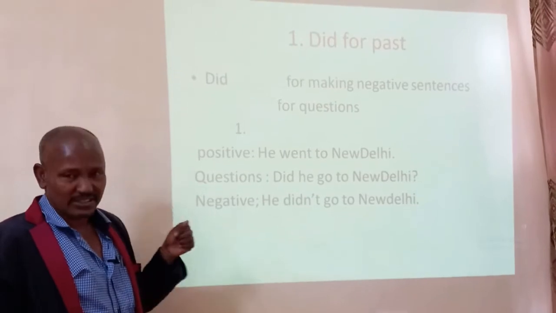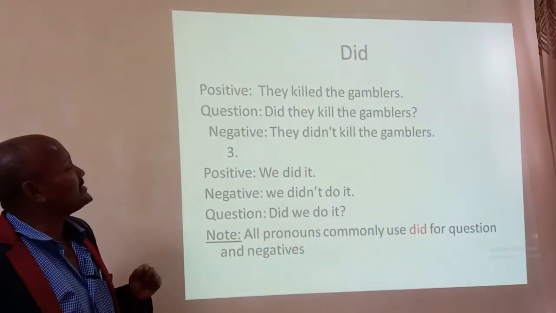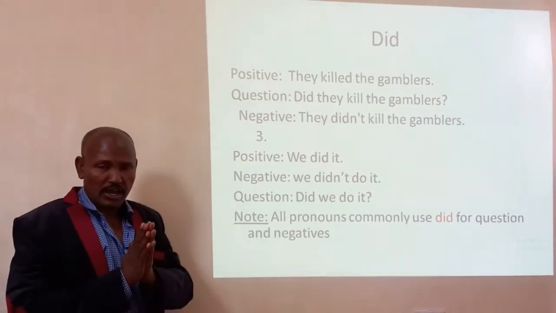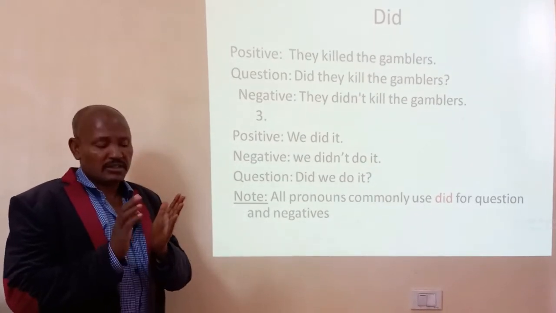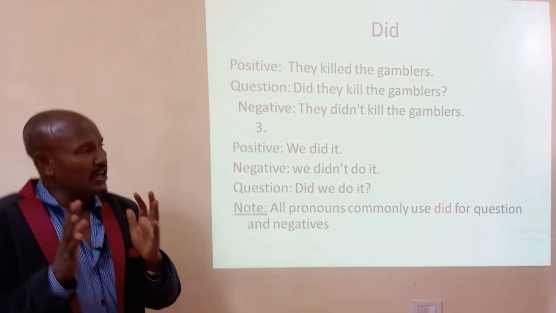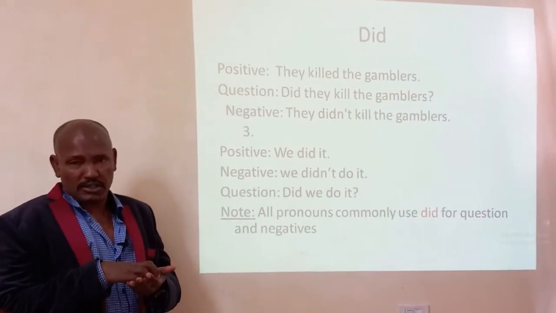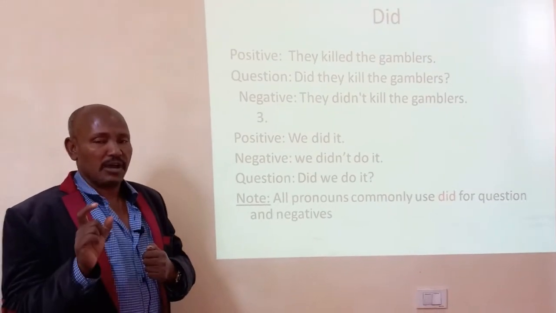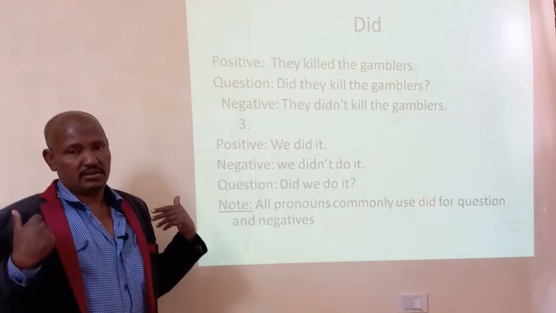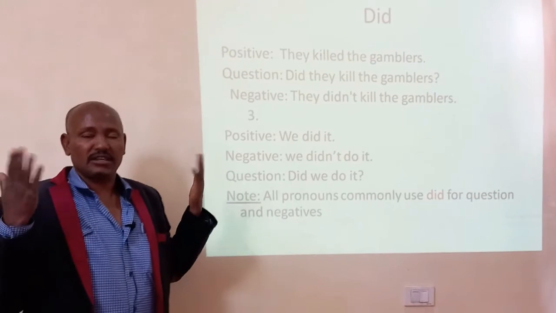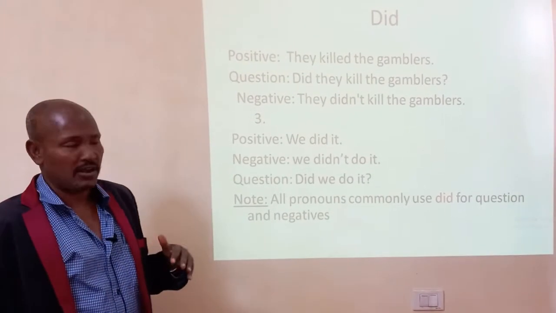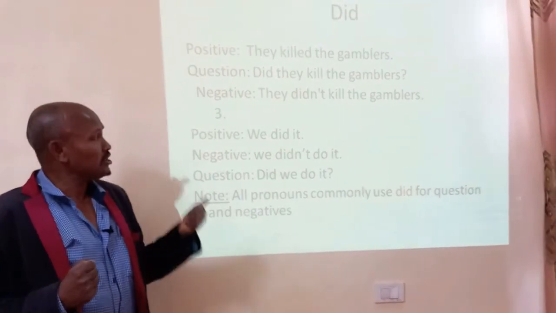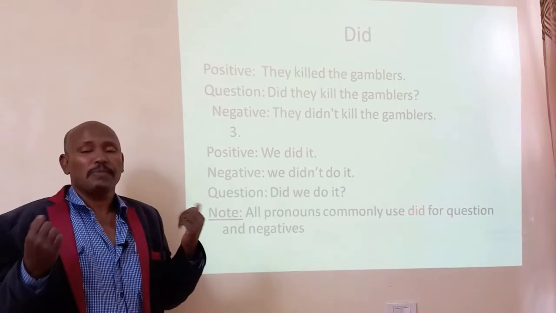The use of did here, and the second did, for examples which show different pronouns. Did is used for all pronouns, first person, second person and third person alike. For example: they killed the gamblers. Killed is simple past, which is an action verb, an action started in the past and completed. Changing it into a question: did they kill the gamblers? And the third one: they didn't kill the gamblers, which is negative.